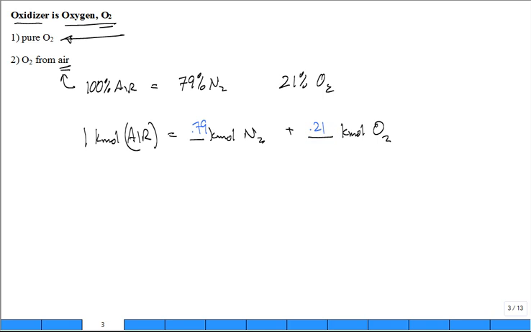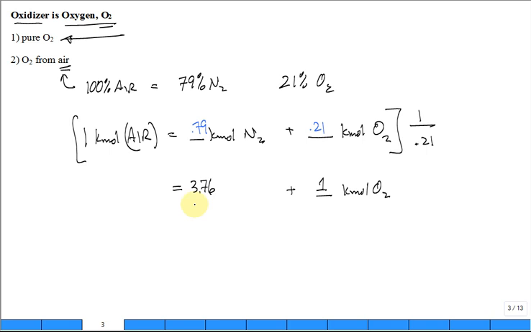Now, if I take this equation and I multiply by 1 over 0.21, is it still a valid equation? You pull out your calculator, but first of all, I won't need it for the coefficient in front of how many kilomoles of oxygen there are. I can do that math in my head. 0.21 divided by 0.21 is 1. So I'll have 1 kilomole of oxygen, but how many kilomoles of nitrogen will I have?